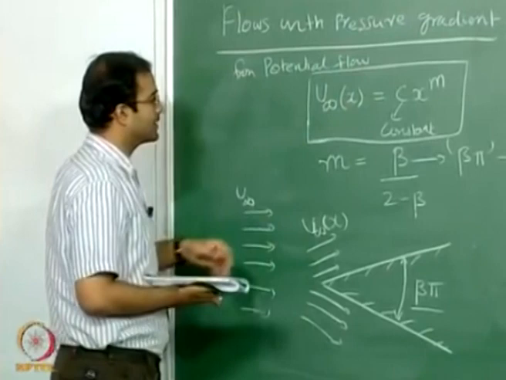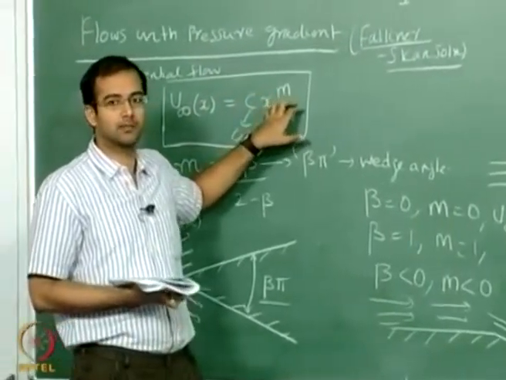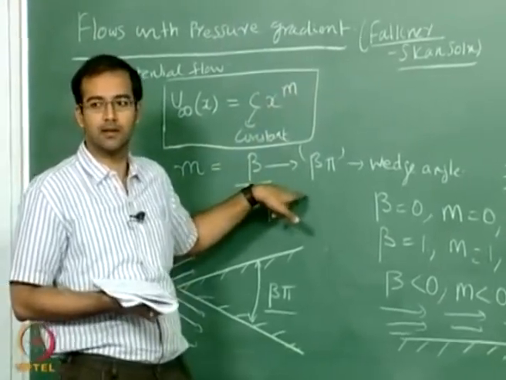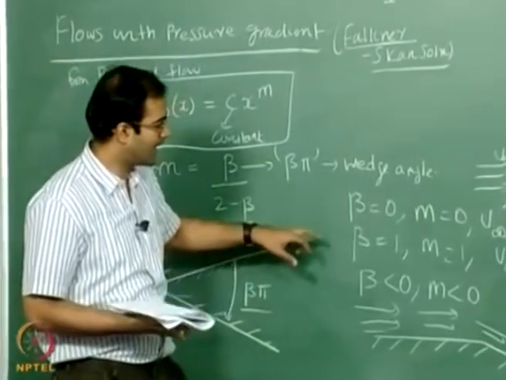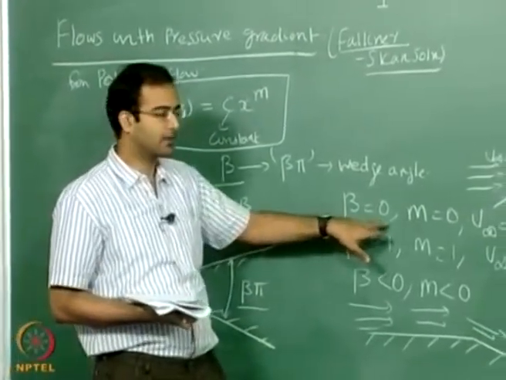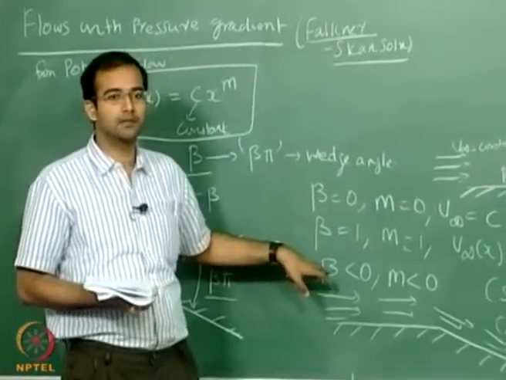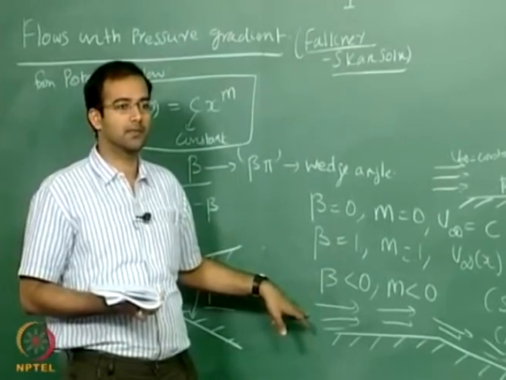So for this class of problems, there are different configurations that are possible depending on the values of m, which depends on the wedge angle, beta pi. Some of the limiting cases that we can look at are beta equal to 0, which gives you the flat plate solution, beta equal to 1, which gives the stagnation point solution, and negative values of beta, which is an adverse pressure gradient solution.